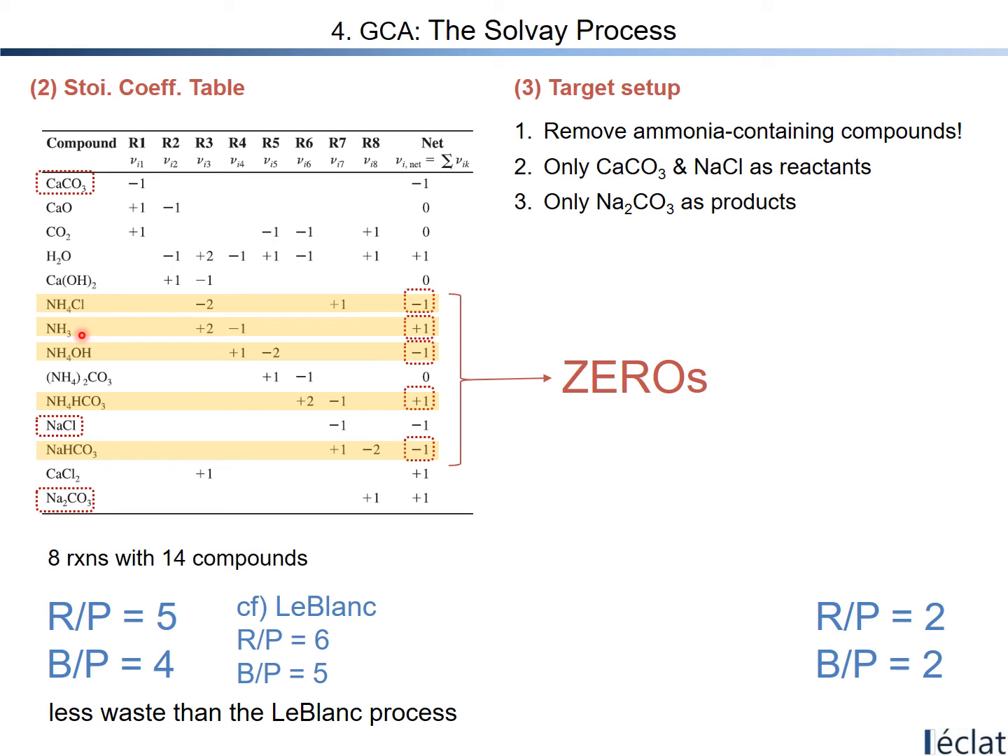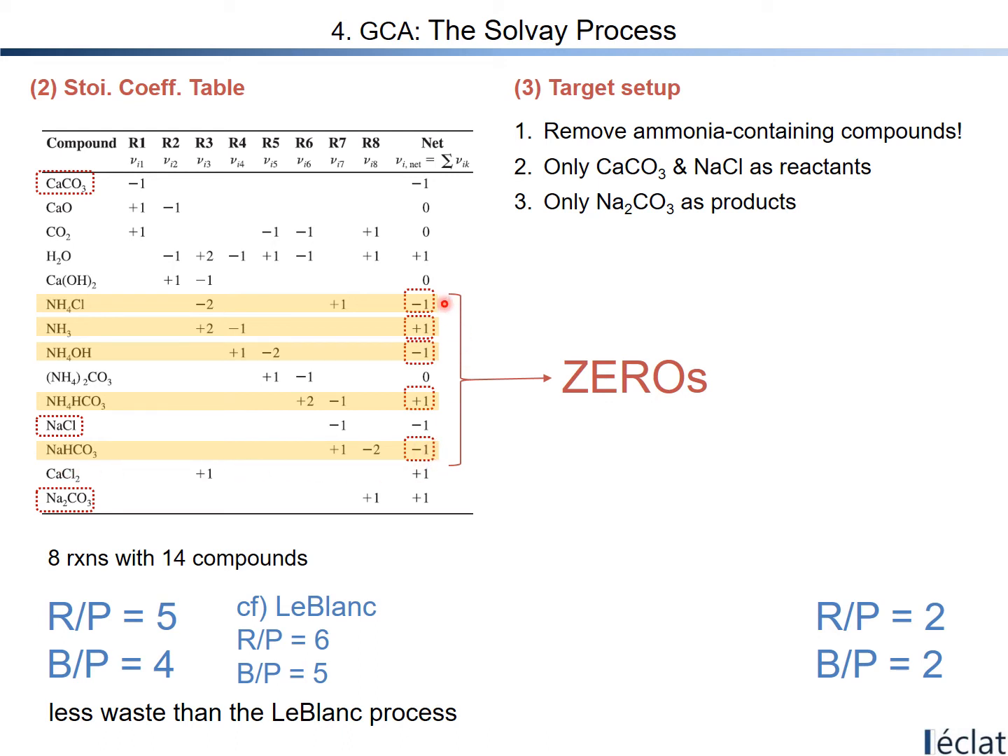Okay, so the blank list, ammonium chloride, right? It was the reactant, so I'd like to change it into zero. Ammonia is a byproduct, but I want to make it zero. Ammonium hydroxide as the reactant will be zero. And ammonium bicarbonate, okay, originally it is plus 1, it should go to 0. Sodium chloride, we won't touch the sodium chloride because it is the original raw material. And then sodium bicarbonate, I want to make it 0.